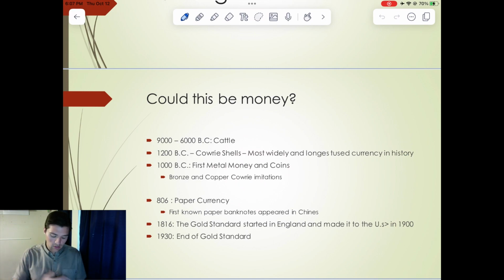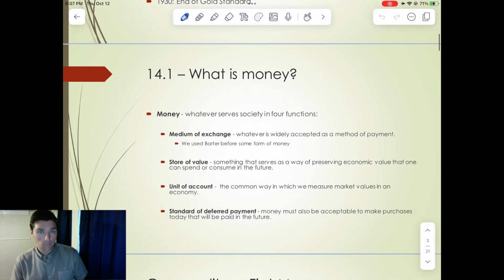That then got turned into bronze and copper imitations. So that was the first metal money that was used, in 1000 BC. The first paper currency was in 806 in China. And then in 1816, we had the gold standard that was started in England and made its way to the US in 1900. And then the end of the gold standard was 1930. We'll talk about what the gold standard was in a second. But basically, all of those were money.